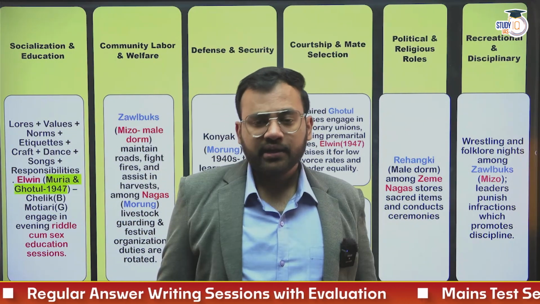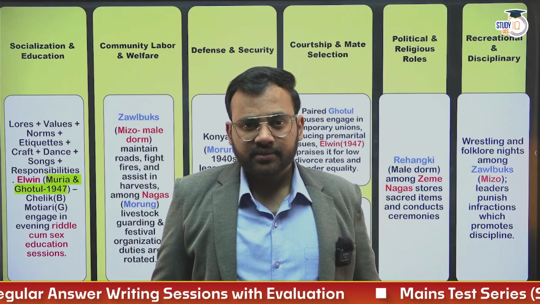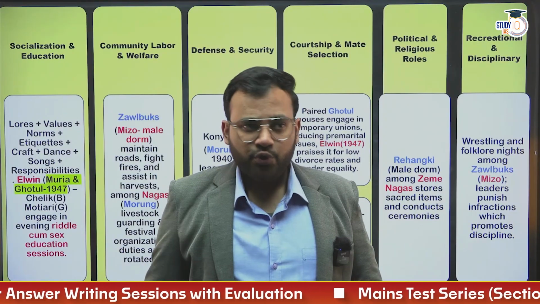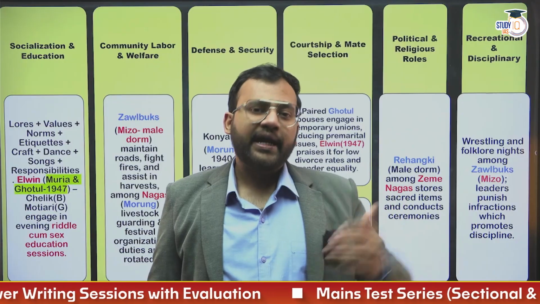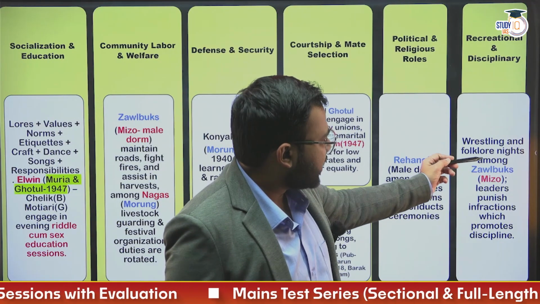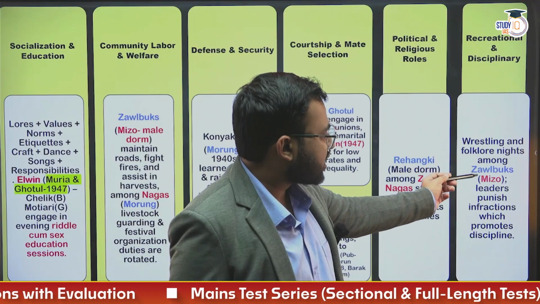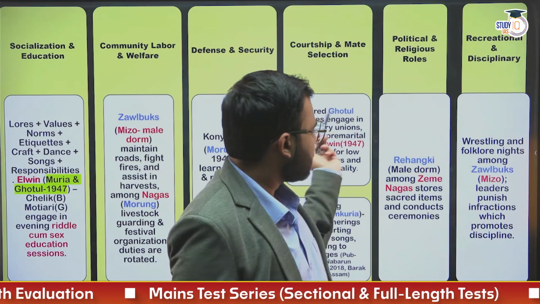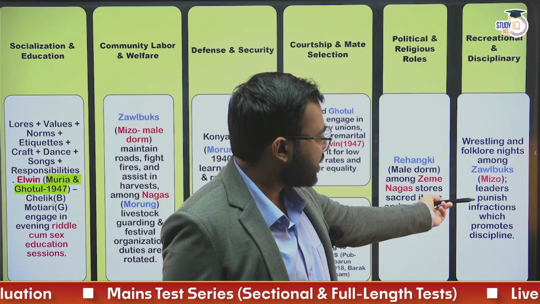It will get very lengthier in its standing. So you don't have to go into that depth. Okay? But you can quote certain cases. For example, wrestling and folklore nights has been seen among the Jolbuks, which is the youth dormitory among the Mizos.